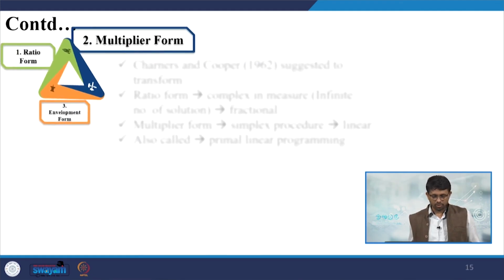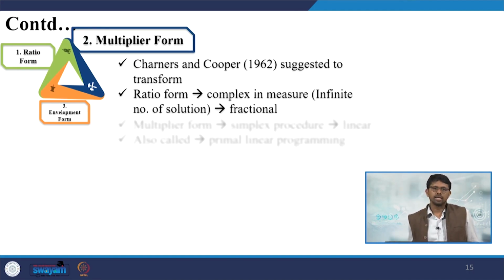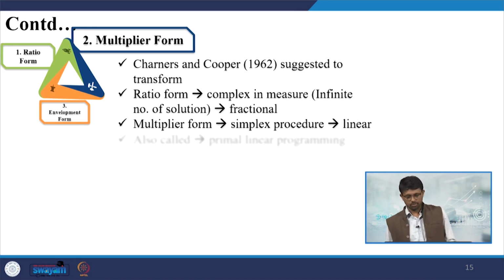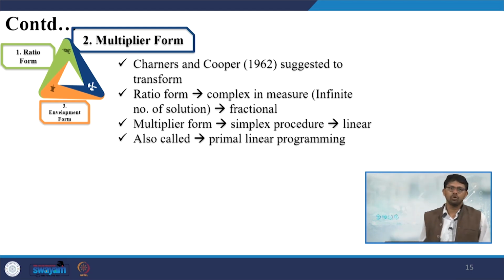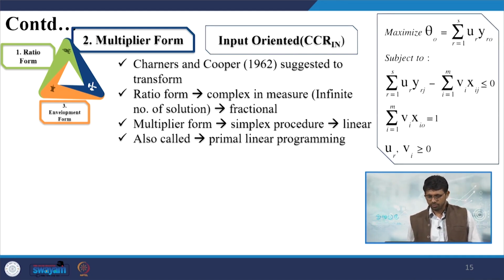Now, coming to the multiplier form suggested by Charnes and Cooper, they suggested to transform the ratio form. Since the ratio form is considered complex because it has an infinite number of solutions, and it is fractional in nature, in the multiplier form it is attempted to simplify the procedure by taking a linear function, also called the primal linear programming. This also follows the input oriented format.